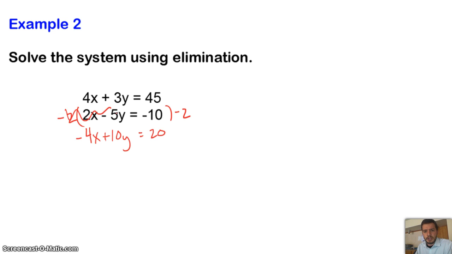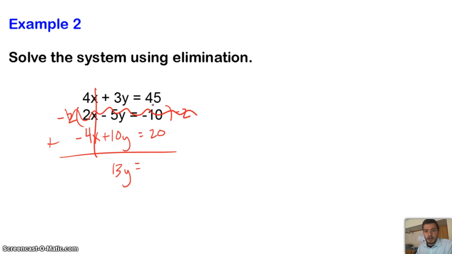I'm going to go ahead and cross this guy out because we don't need him anymore, at least not for the time being. And we can go ahead and eliminate now, so let's add everything else up. The net 4x and negative 4x is just 0. So now I'm left with 3y plus 10y is 13y.